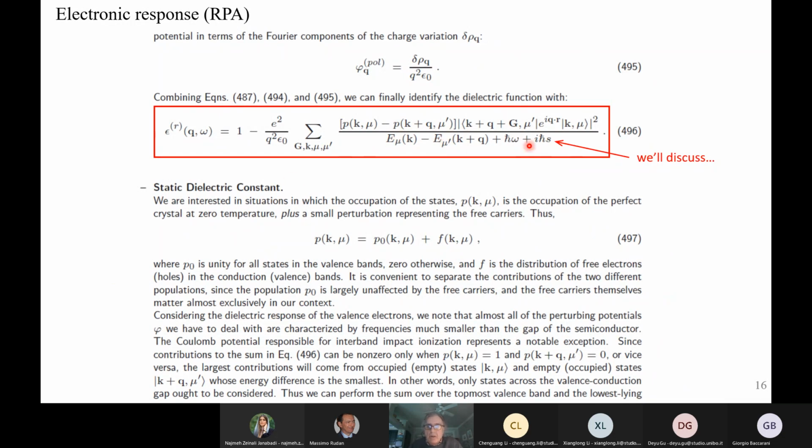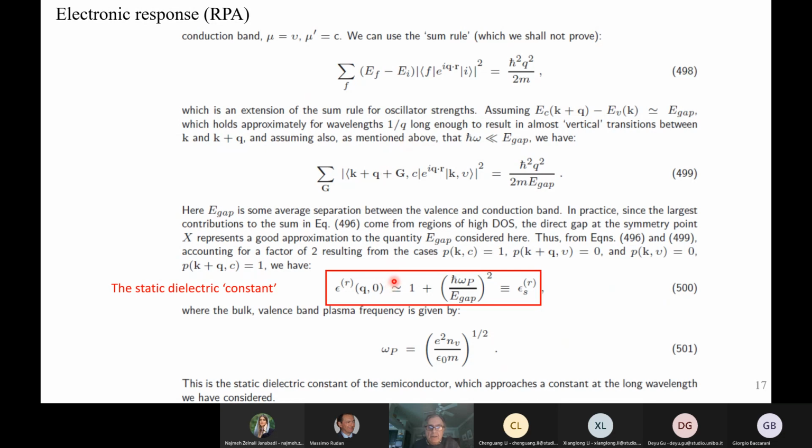Remember, it's static, so omega equals 0. Let's ignore this term for now. This is the gap, the direct gap, some average of the gap over the Brillouin zone. That's why there is the little wiggle over here. It's approximately true. It works quite well.